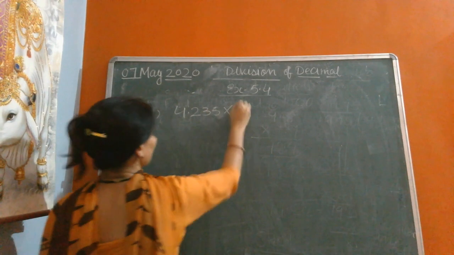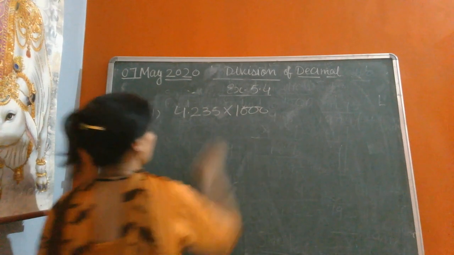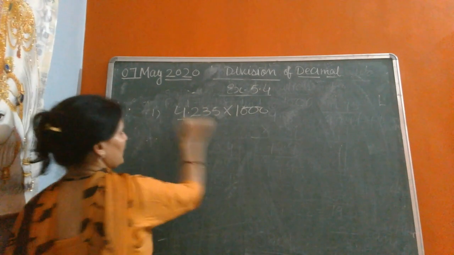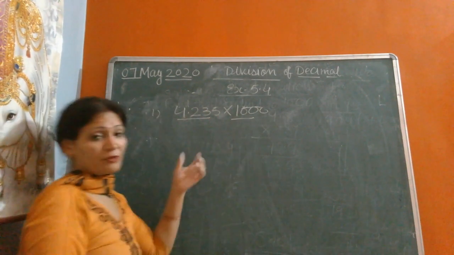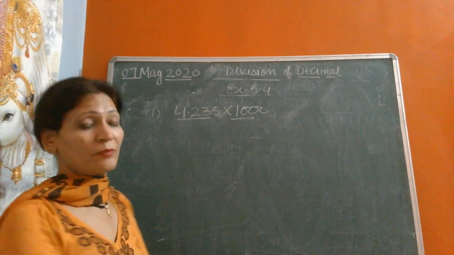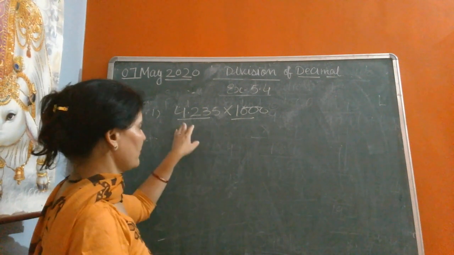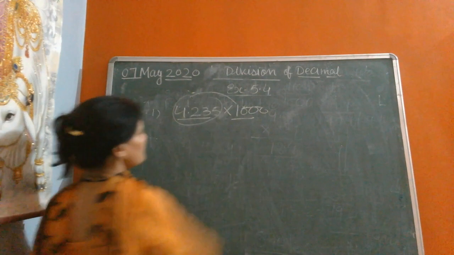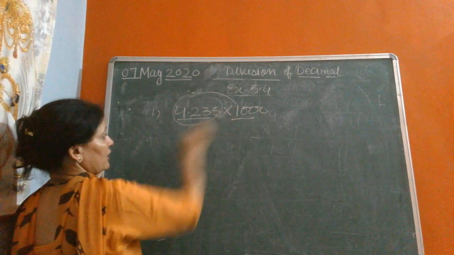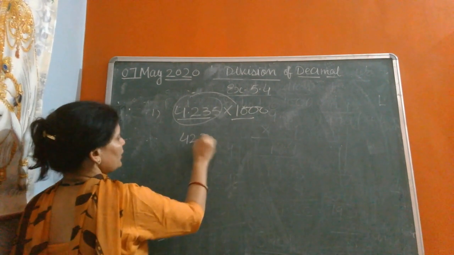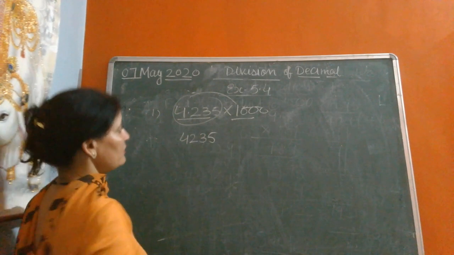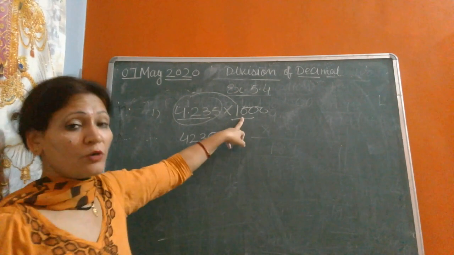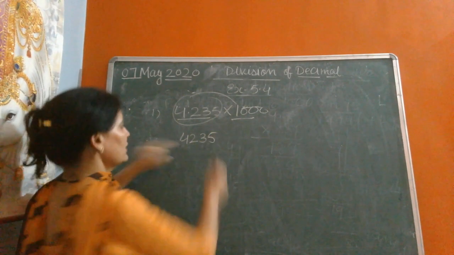4.235 multiplied by 1000. Now first we will multiply. I have told you in previous classes, if you multiply any number by 1000, the digits will be the same because we are multiplying with 1. 4, 2, 3, 5 will be the same and we will put 3 zeros after the number.